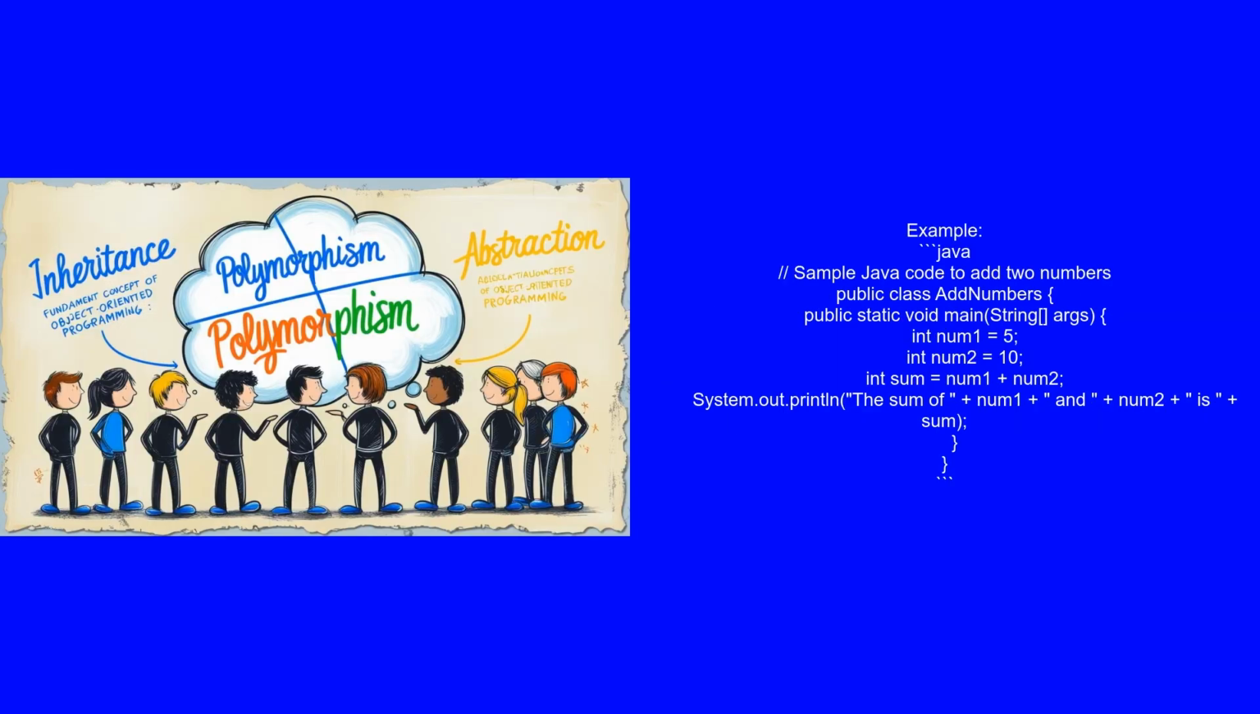Hey there. Let's dive into a quick example in Java where we'll be adding two numbers together. So, we have a class called addNumbers. Inside our main method, we're declaring two variables, number1 and number2, with values 5 and 10. Then, we add them together and store the result in a variable called sum. Finally, we print out the sum of number1 and number2. Super simple, right? Just a neat little way to showcase how we can perform basic arithmetic operations in Java. Cool, huh?